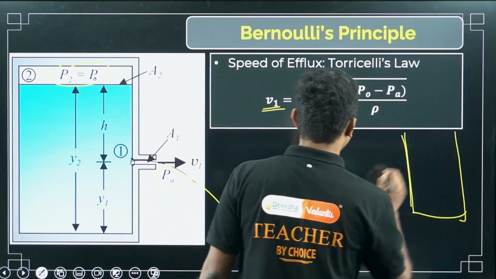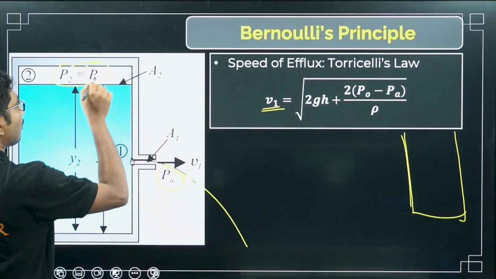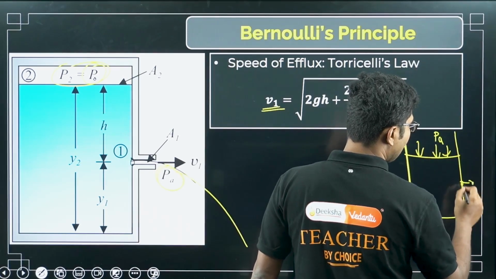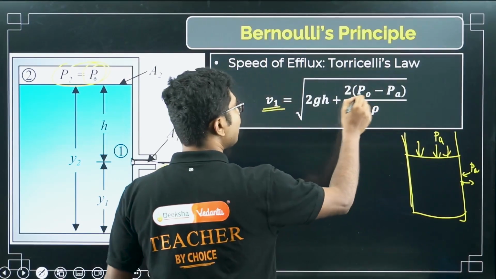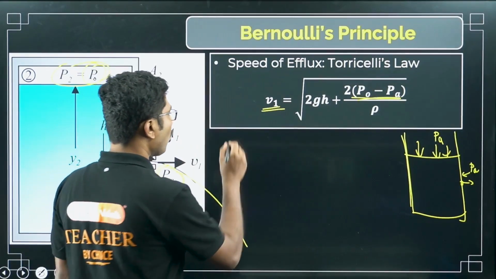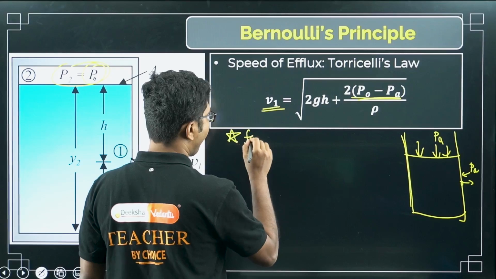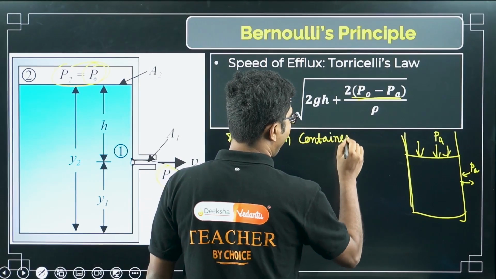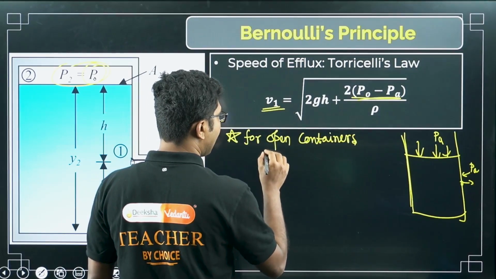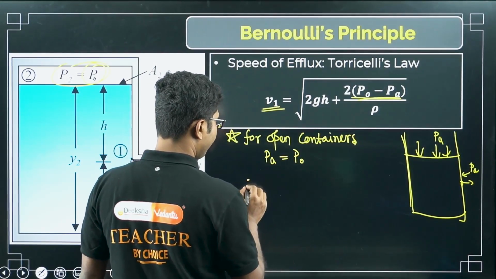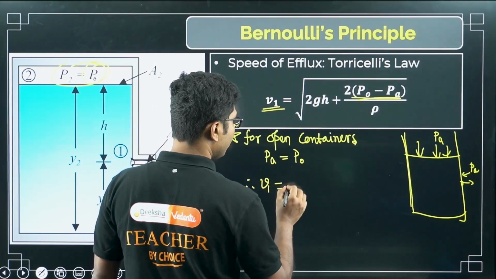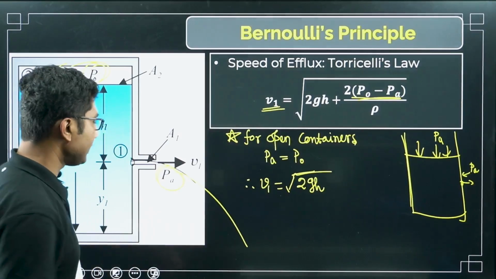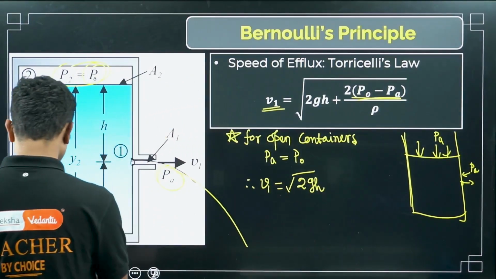Now if the container is open, then what happens? This is PA, atmospheric pressure, and this will also be PA, right? So on top of the water, this pressure will also be PA, and the pressure here from the outside will also be PA. So both terms PO and PA will be equal. So for open containers, you have to remember that PA equals PO, therefore V1 equals square root of 2gh. This is for open containers only, just the square root of 2gh. Simple.